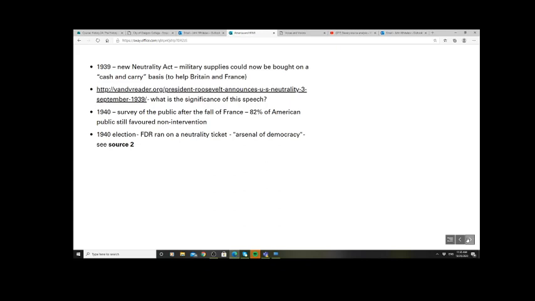So the new Neutrality Act still was based on a cash and carry system, but what could be done now is that military supplies could be bought. So if Britain and France wanted to make their way to the States, purchase weapons, then they could do so. This was good for big business as well, at a time when America was still, to some extent, involved in trying to overcome her Great Depression. There's a little speech in the second bullet point.